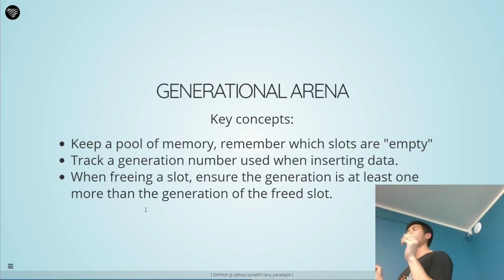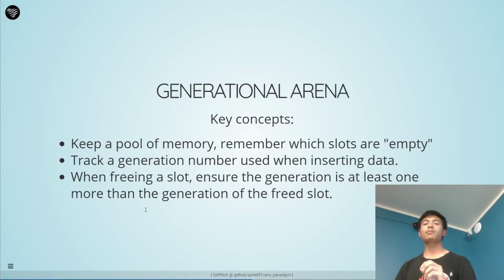So what we're going to do is fill up the entire vector with an enum, and the enum has two variants, free or occupied. The occupied variant will contain data if there is data, and it's also going to hold the generation that the data was inserted with. And the free variant will point to the next free slot. We'll see that as well.